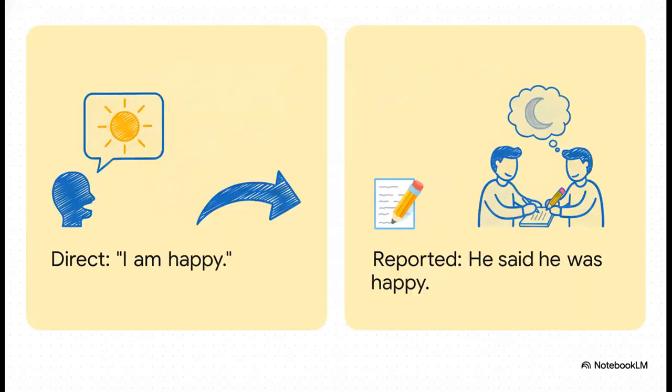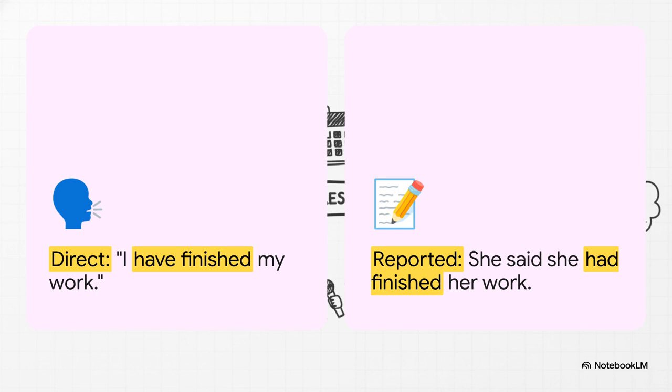Okay, let's see this in action. It makes way more sense with an example. So, your friend says to you directly, I am happy. Simple enough. Later, you're telling someone else what he said. Since he said it in the past, that present tense am has to backshift. It becomes was. So you say, he said he was happy. See? Perfect timeline alignment. Let's try a slightly trickier one.